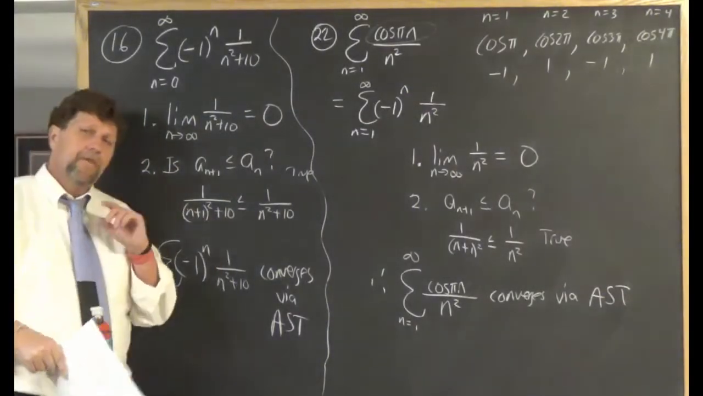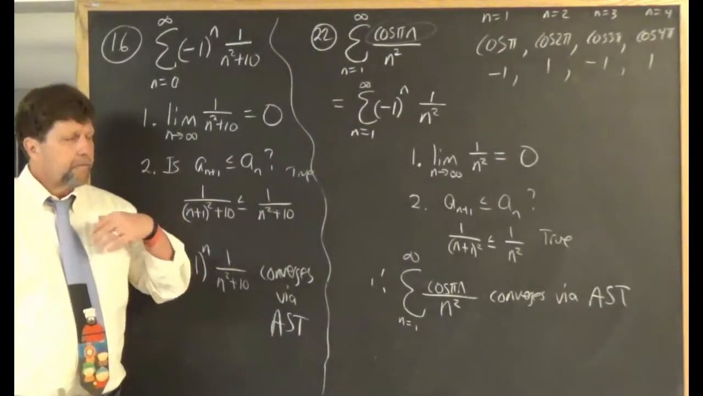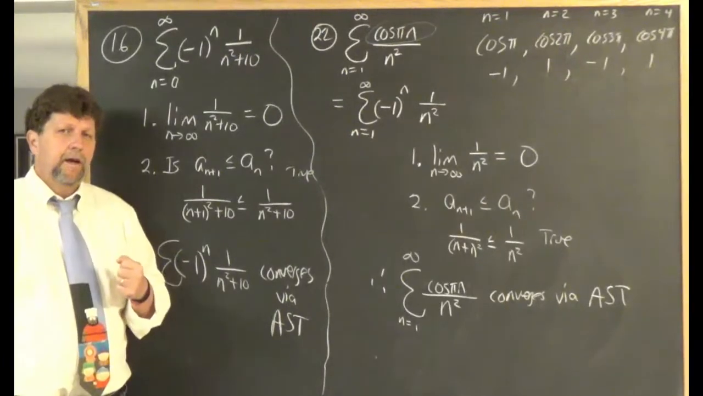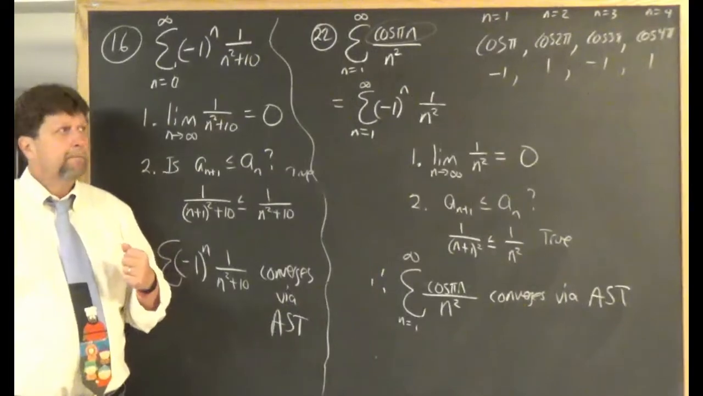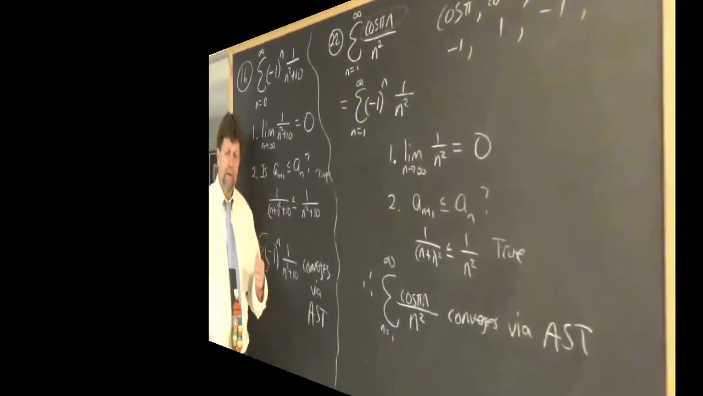All right, folks, so hopefully you're able to get number 16, number 22, and you're seeing just how friendly the alternating series test is in determining if the alternating series converges or diverges. So, let's head back to the slides and see what's next.